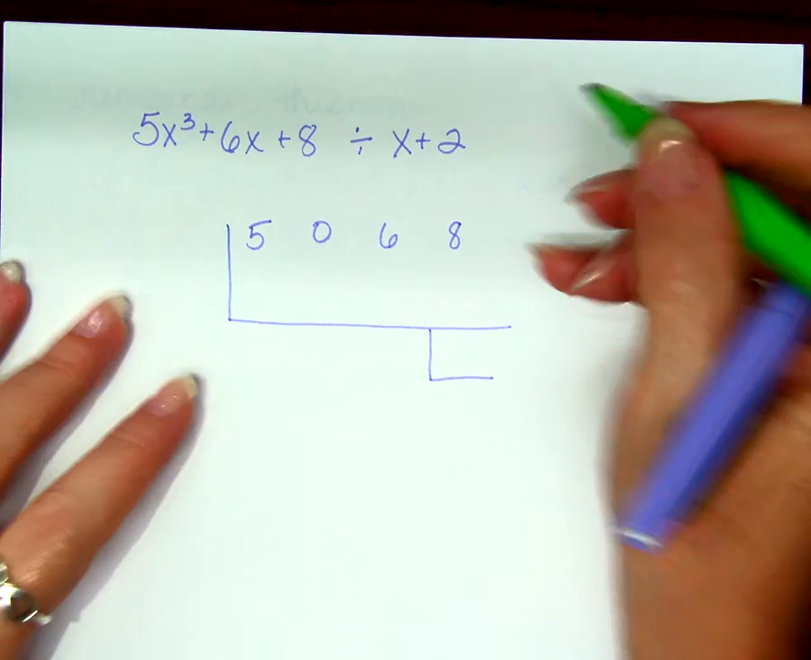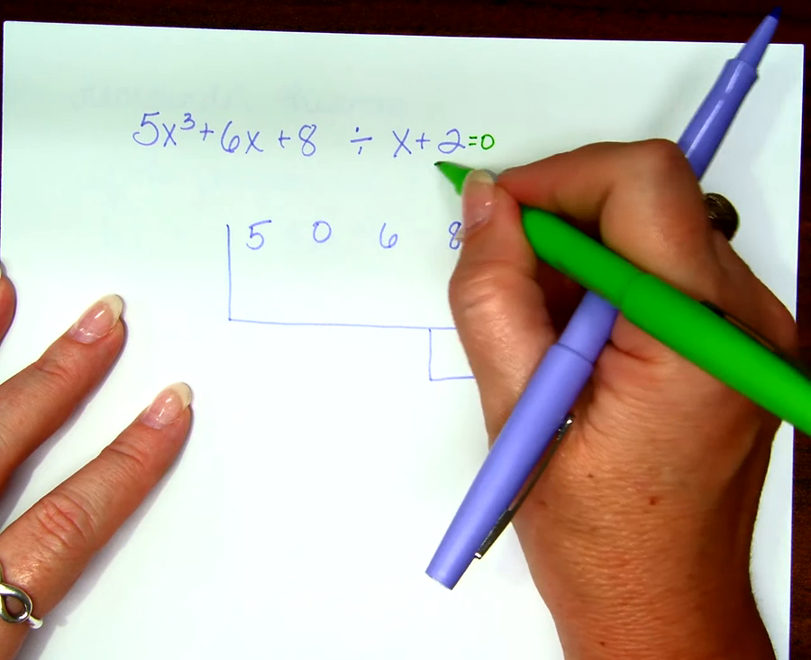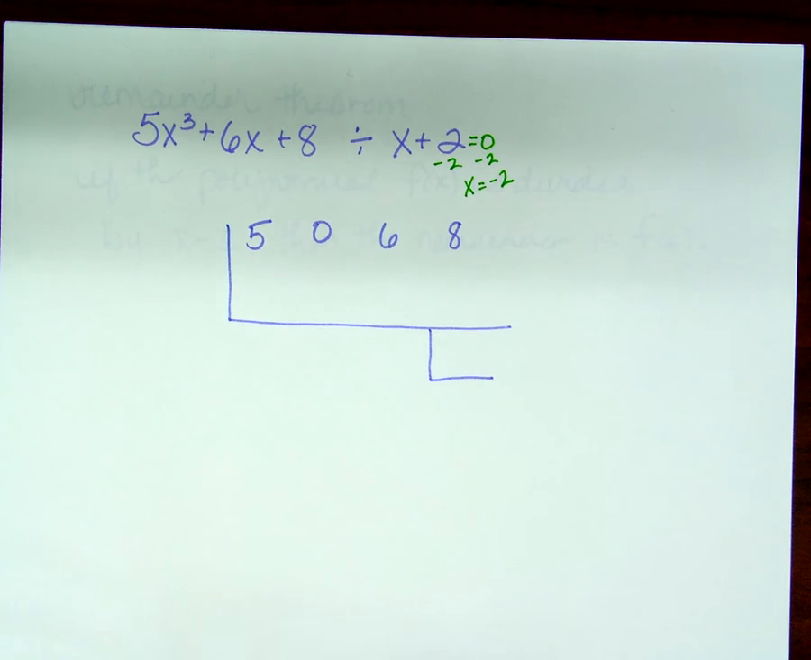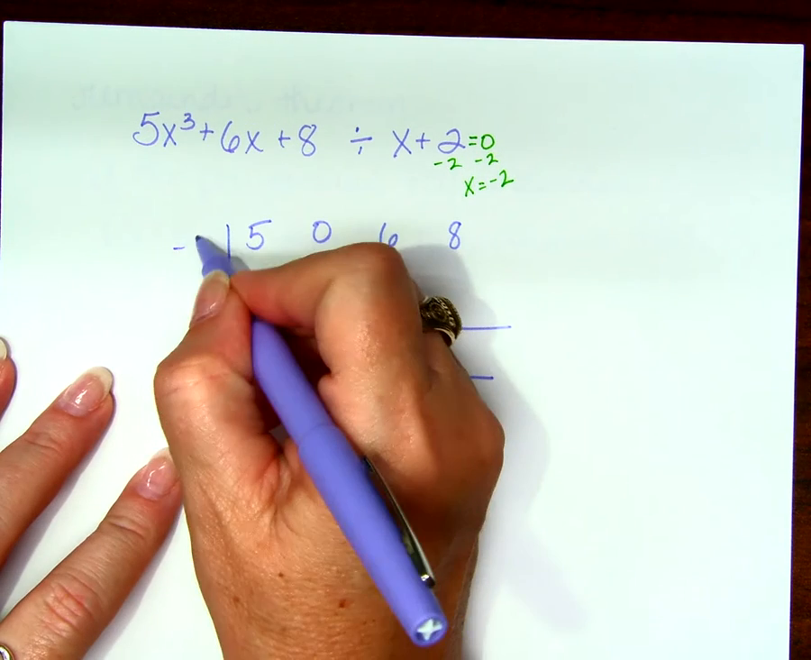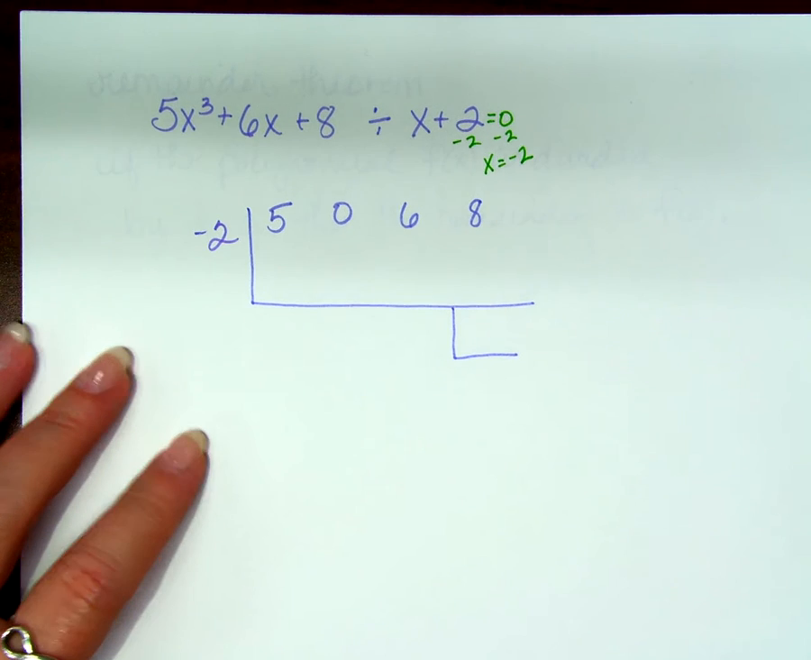-2. Because really what I'm doing is I'm taking this factor and looking for the solution. And I do that by subtracting the 2 from both sides to get x equals -2. And whatever it equals is what goes out here. So -2 right there.